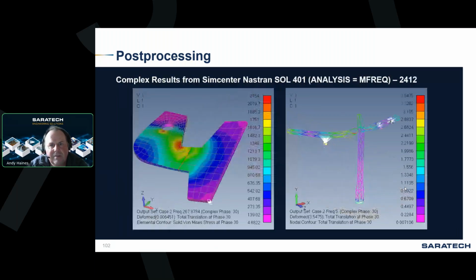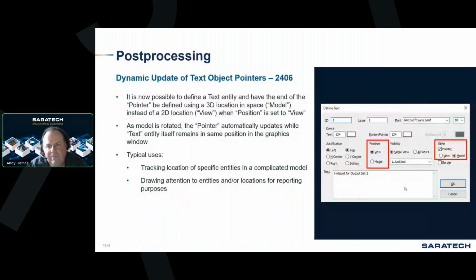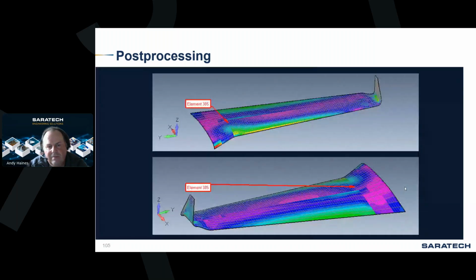And also, for the complex results from Simcenter Nastran solution 401, if you were doing a modal frequency response, we added support for that data in 2412. Also, now when you rotate a model that has a text object, the leader can go with it, so you can see it like that.